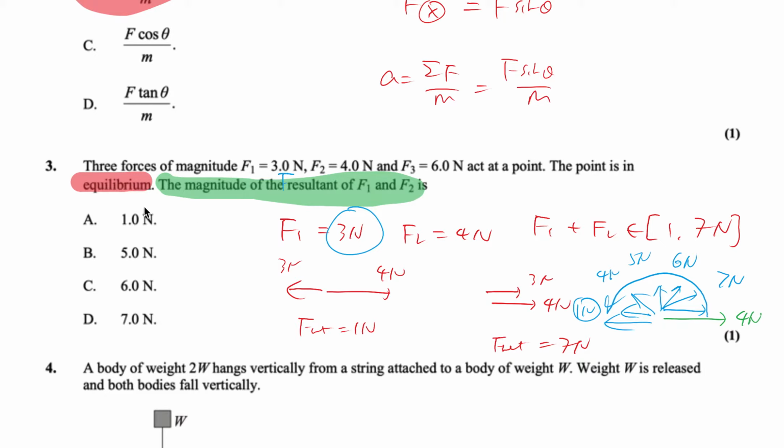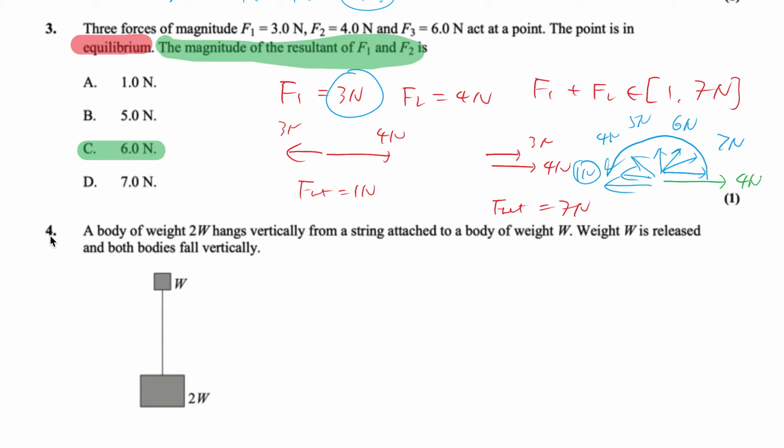Means in equilibrium, F1 plus F2 plus F3 equals 0. So if we just want F1 plus F2, that's equal to minus F3. So F3 is 6 Newtons, F1 plus F2 is 6 Newtons in the opposite direction. And they didn't ask you the direction, they just ask you the magnitude, so we just choose 6 Newton.